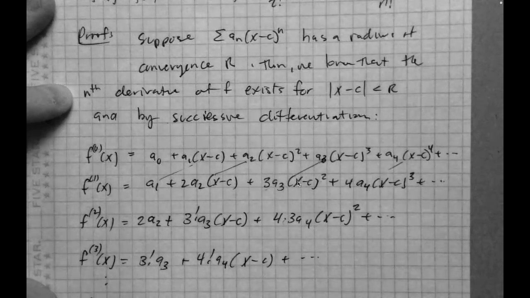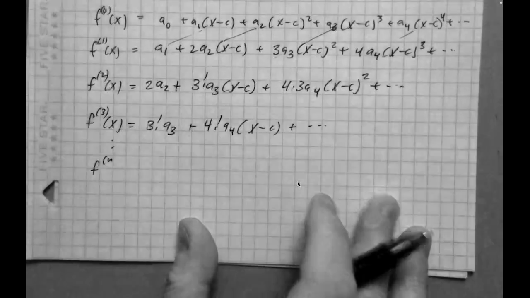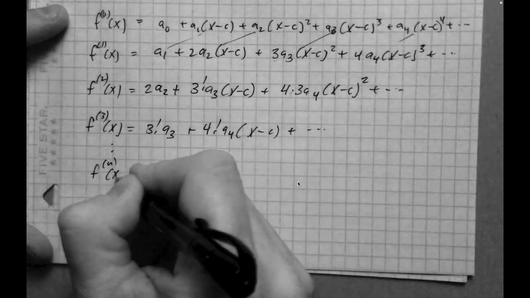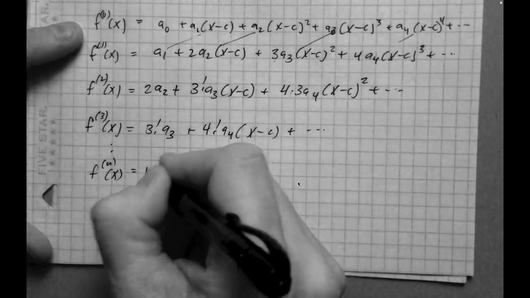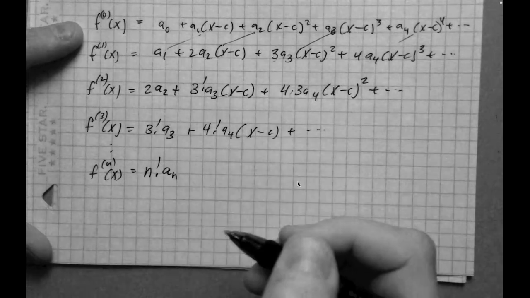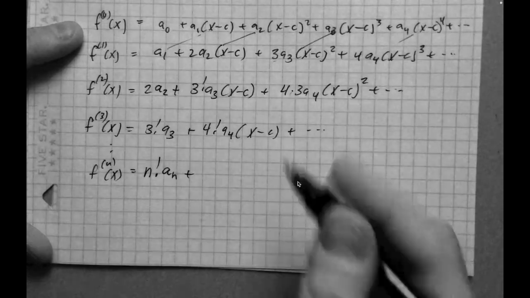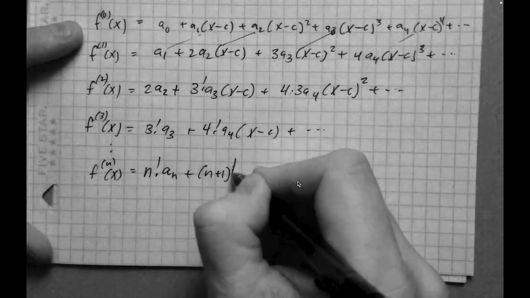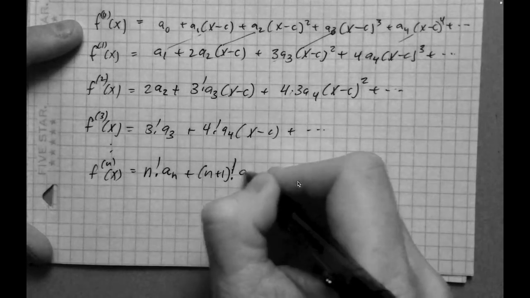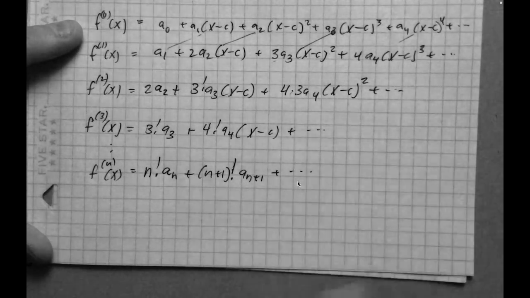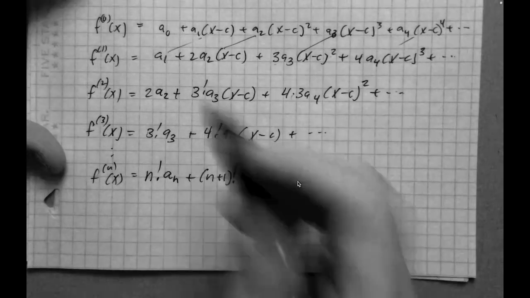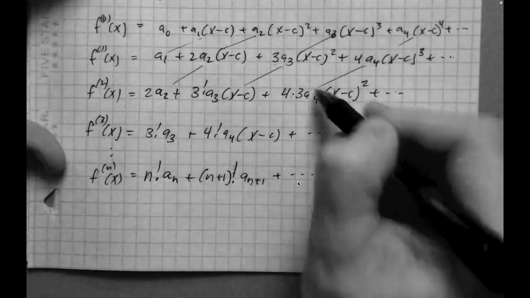And if we keep going, the point is just to make sure we see the pattern in the constants. The nth derivative is going to be n factorial times a of n, plus n plus 1 factorial times a of n plus 1, plus dot dot dot. And so this is kind of the pattern that we see here.